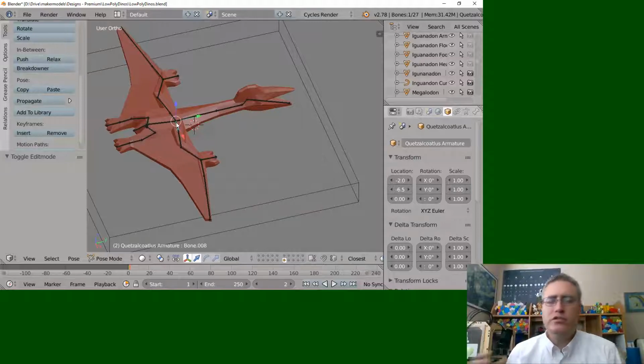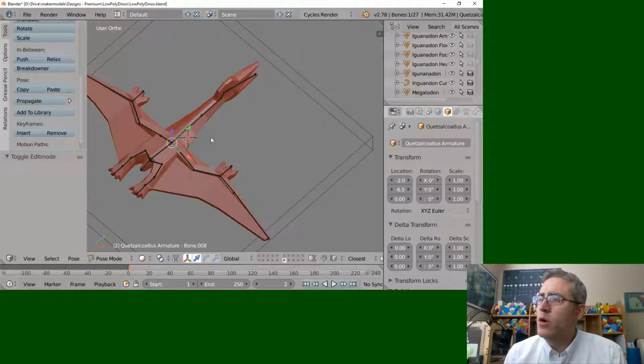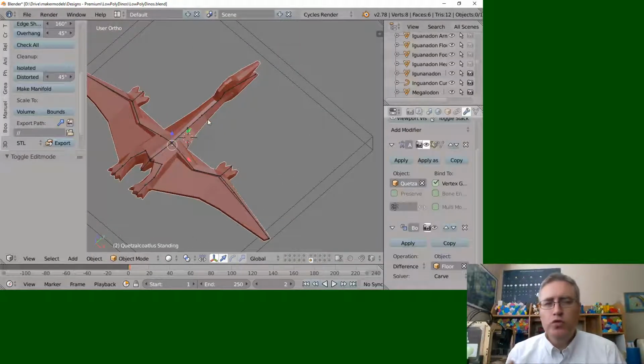Created the skeleton, just created it by hand, added an armature, and then kept extruding bones from it until it was the shape that I wanted, and parented it to my mesh with automatic weights.